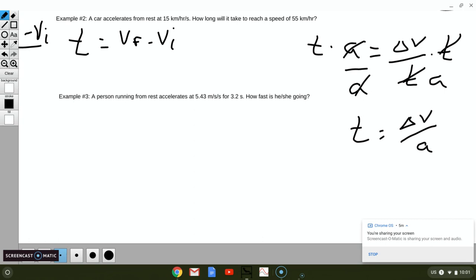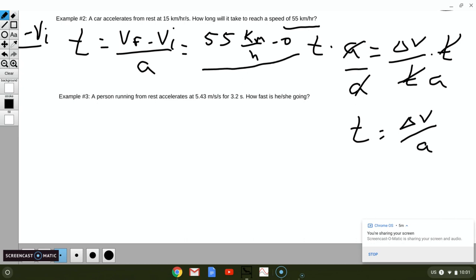Now, if you wanted to find the change in velocity first before doing all this, that would be okay. There's my equation. Let's plug in. So we're going from rest to a speed of 55. So my final velocity is 55 kilometers per hour minus 0 over the acceleration here, which is 15 kilometers per hour per second. This time the kilometers and the hours will cancel. And I can show you the math there if you want, or you can believe me. I'm going to have you just believe me for this point.